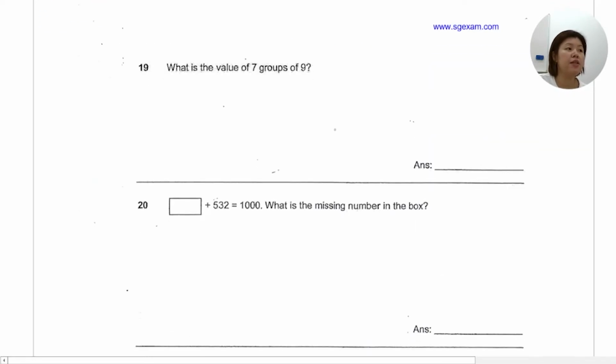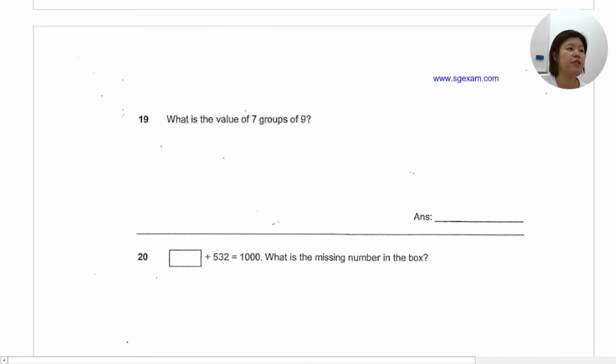Okay, next one. What is the value of 7 groups of 9? I got 7 groups. Each one is 9.